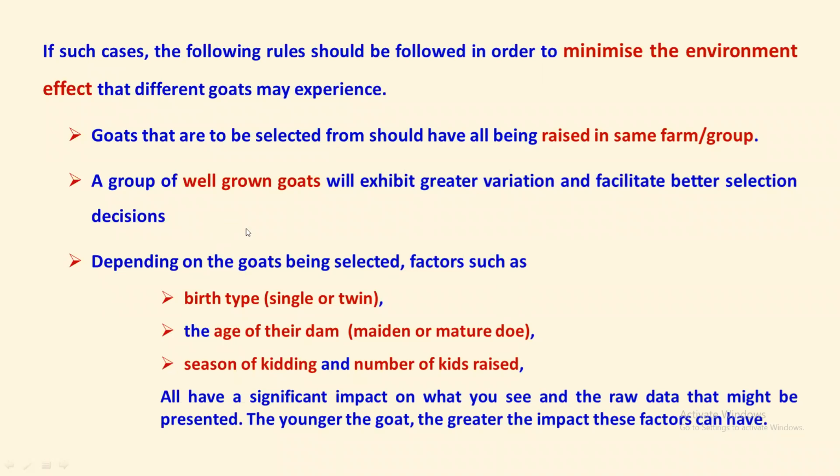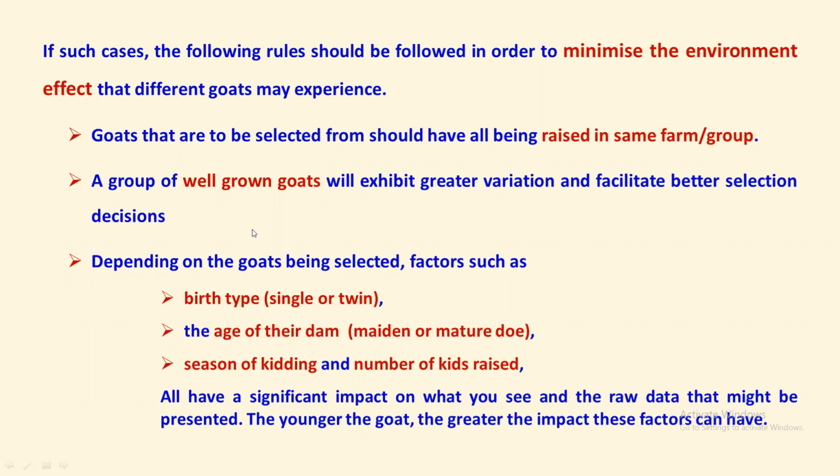Now, these traits, birth type, age of the dam, and season of kidding, they have the most effect on young age goats. But when the goat is well grown, then the effect is reduced. A group of well grown goats will exhibit greater variation and facilitate better selection decisions, and they are also less affected by these traits. What we have to do to reduce the effect of environmental variation is try to select the animals from the same farm, so that we can expect the managemental condition will be the same.